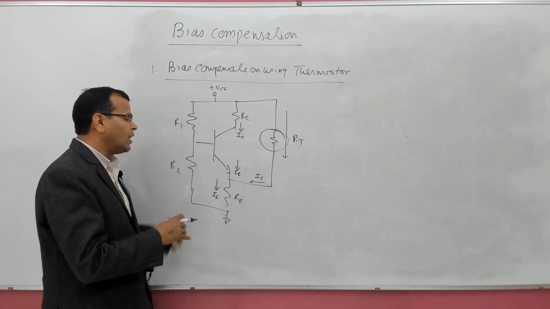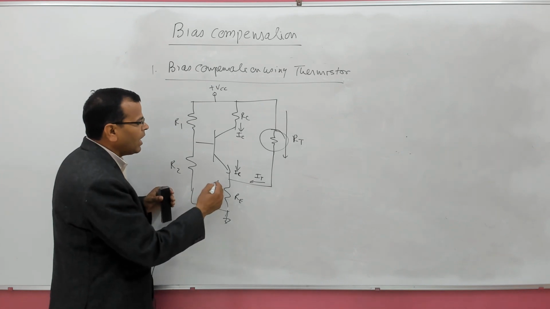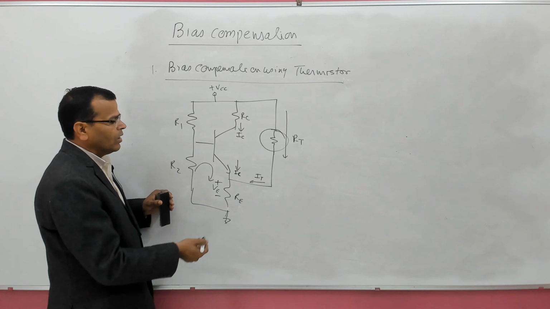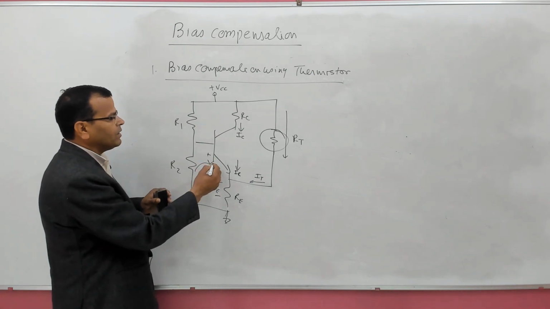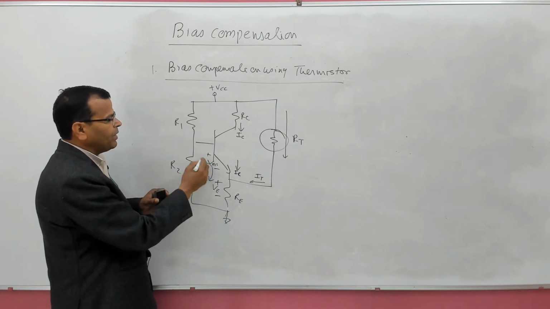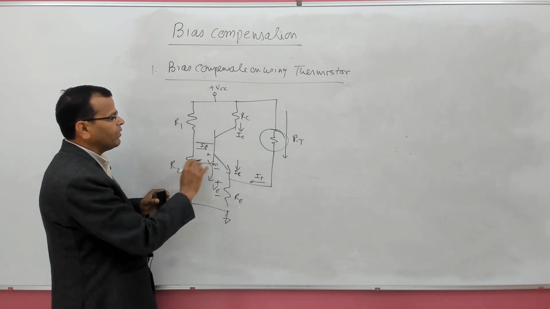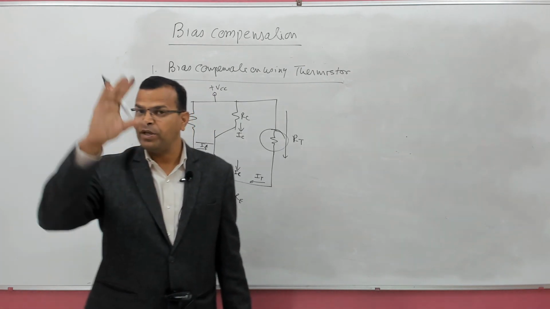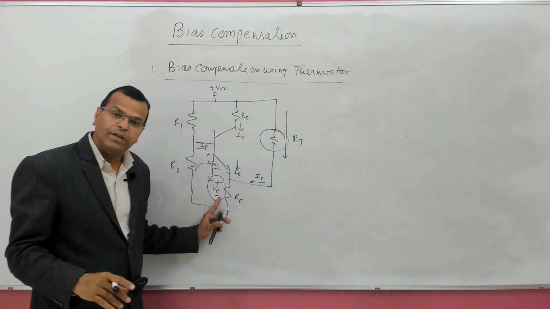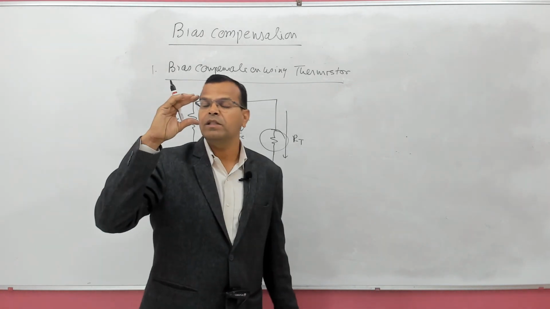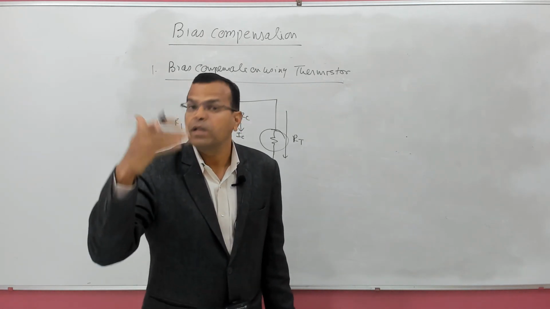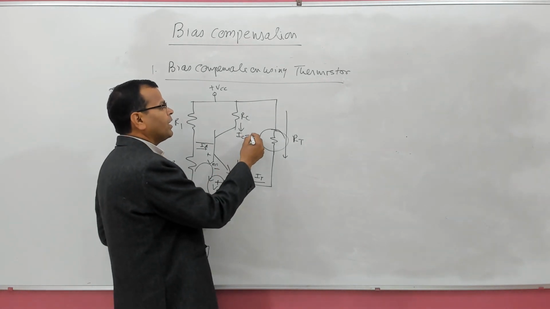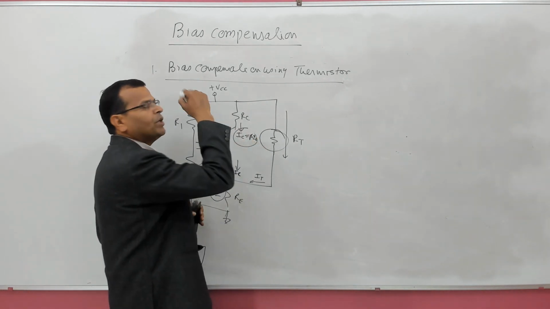And due to the increase in current through RE, there is feedback in the base circuit. In the base circuit, this voltage opposes the base current. Base current is moving here, entering into this. So the voltage across RE opposes the base current. So base current will reduce with increase in VE. When the voltage across the resistance RE increases, base current will decrease. And when base current decreases, we know IC is what? Beta into IB. So IC will be reduced.